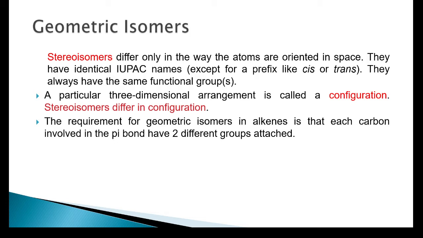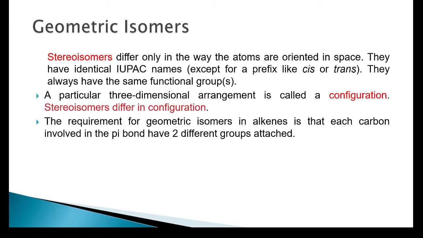If we take our 2D structure and show it in a 3D way, this is known as our configuration. The requirement for a geometric isomer is I need to be an alkene. It could also happen with a ring structure, but for our intents and purposes, we're going to focus on alkenes. There has to be a pi bond, and there has to be two different groups attached.